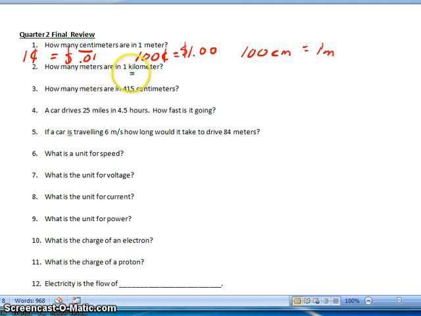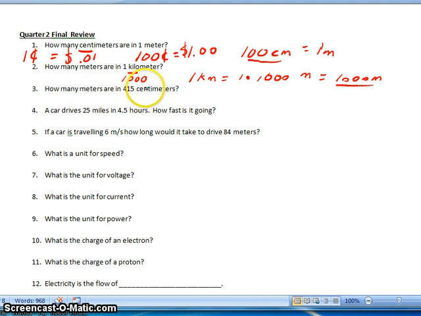How many meters in 1 kilometer? Kilo means 1,000. That's our metric prefix for 1,000. So 1 kilometer is the same thing as saying 1,000 meters. So we got 1 times 1,000 meters, or 1,000 meters. We should all know that there are 100 centimeters in a meter, and 1,000 meters in a kilometer.